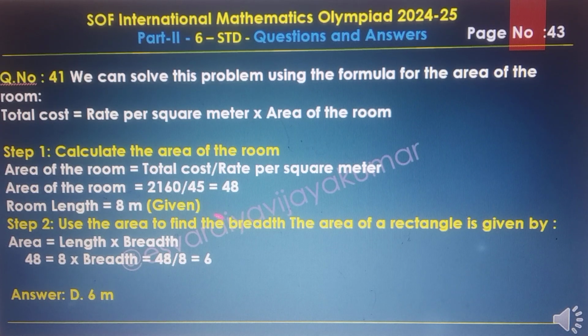The room length is 8 meters, as given. Step 2: use the area to find the breadth. The area of a rectangle is given by length times breadth. So 48 equals 8 times breadth. The breadth equals 48 upon 8, and we get 6. The answer D, 6 meters, is the final answer.